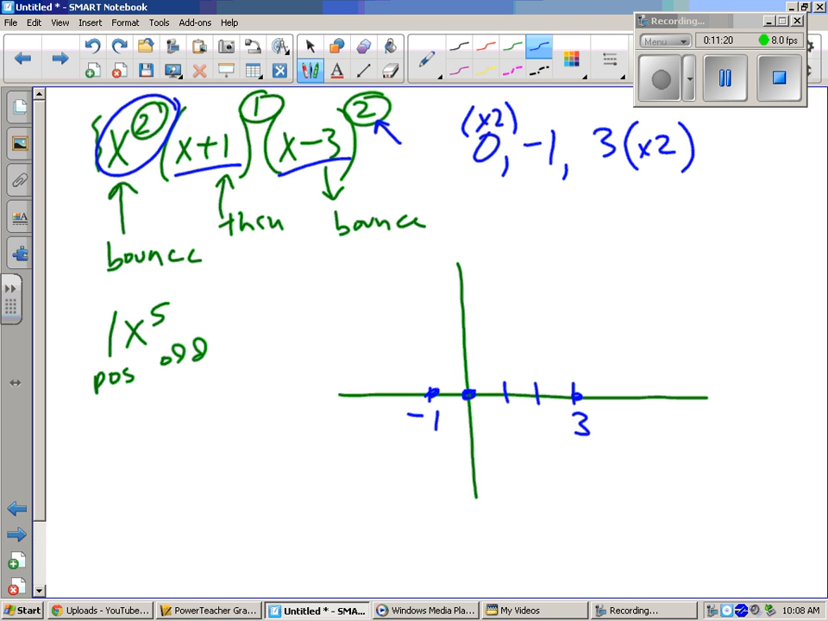Okay, so now I know I have odd and positive. Positive means I'm going to rise to the right. So I know I'm going to end up like that. Odd means I'm going to do the opposite. So I know this one is going to start low. So now I have to do what these tell me to do. So at negative 1, I'm just going to go through because it's a power of 1. At 0, I'm going to bounce. So I need to bounce. And at 3, I'm also going to bounce. So I'm going to go up, come down, and bounce off of there. So there's your general picture of a graph with multiplicities.